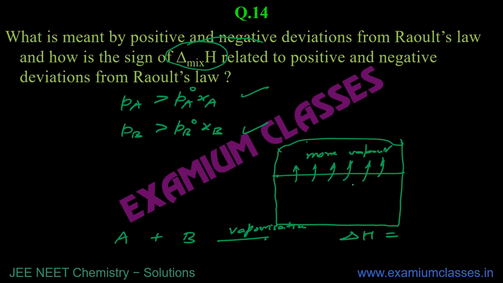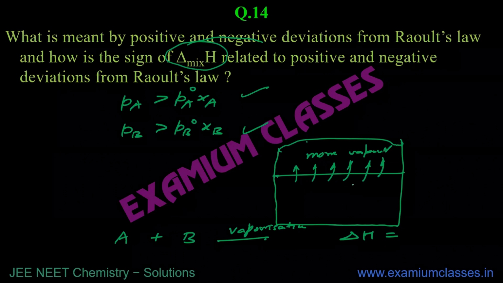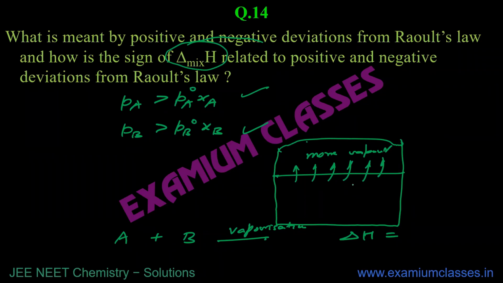Because in positive deviation the mixture becomes more volatile, and hence there are a greater number of vapors, and hence more vapor pressure. For the number of vapors to increase, there will be absorption of energy. Hence the enthalpy is positive, and it will be the opposite case for negative deviation. Can you please repeat that?